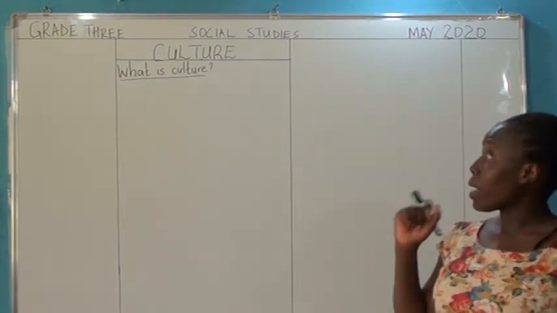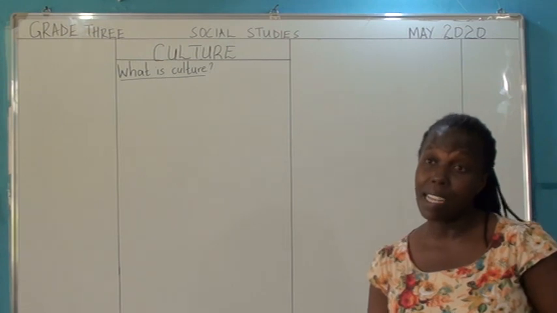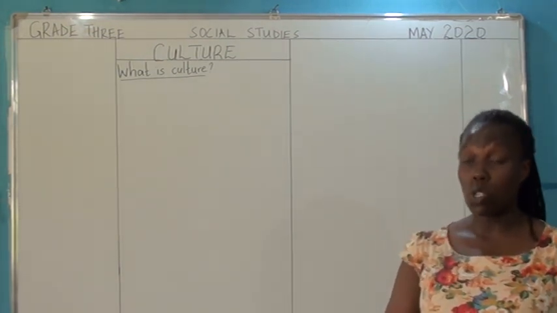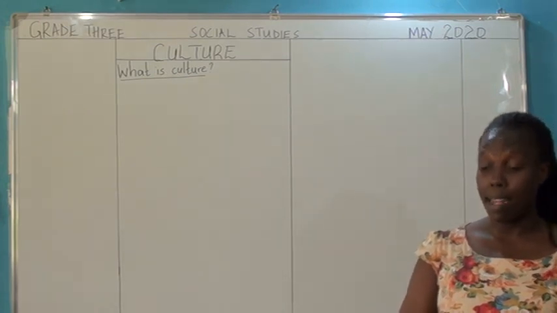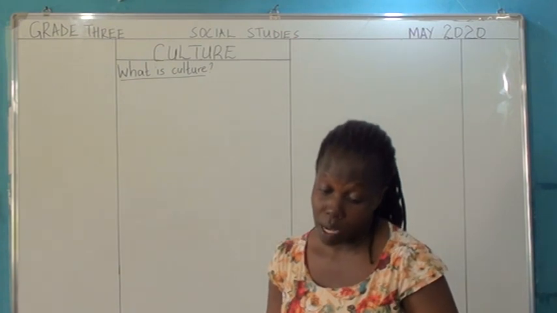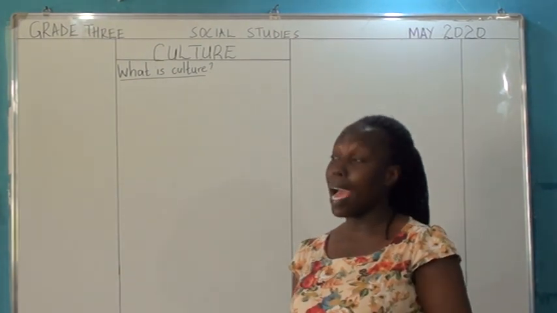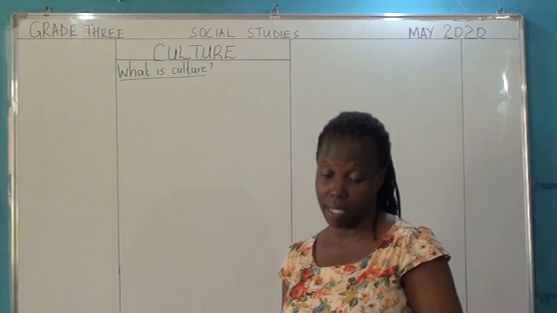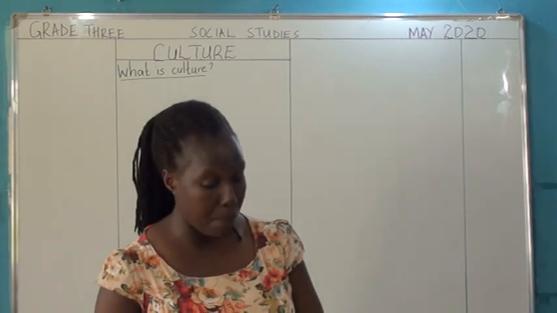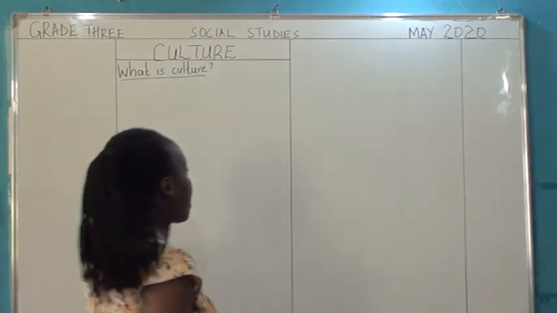Okay, when you look at the culture of people, we also have aspects of culture. These aspects of culture are also called elements of culture. So we look at these elements of culture, or the aspects of culture of different societies. We have social organization. We are going to name these aspects of culture.